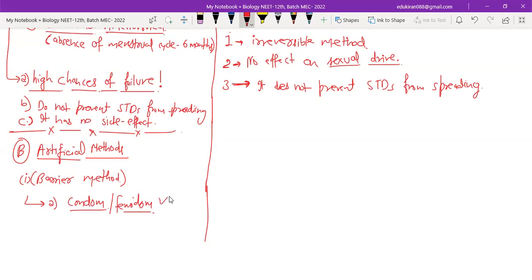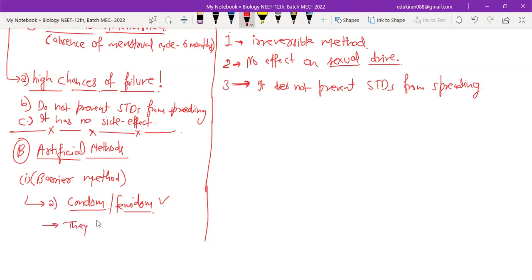And about them, the most important thing that you have to know is they are completely avoiding any kind of interaction between the male and the female body fluid, right? They're like a full barrier. So condoms or femidom are the only contraceptive methods which can prevent STD.